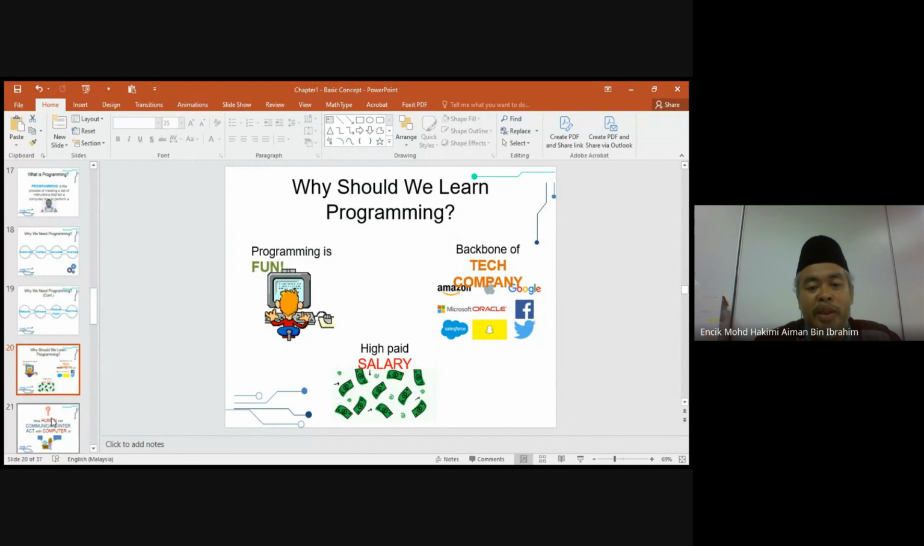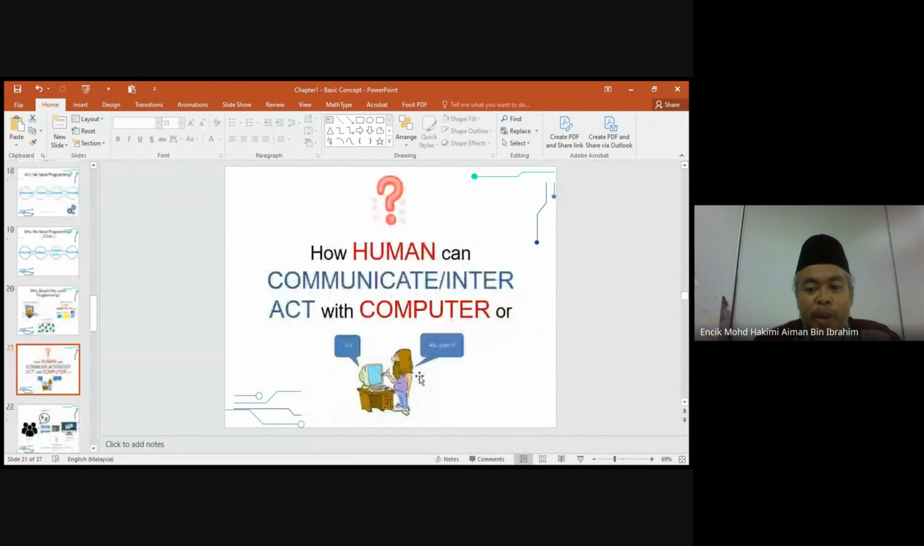If we get to know programming earlier, maybe some of us will get used to it and we will love programming. So, how can a human communicate and interact with a computer? As humans, we can communicate with a computer with the help of programming. We develop some apps, and the apps need some lines of code, some coding. So all those things must be developed by a programmer.